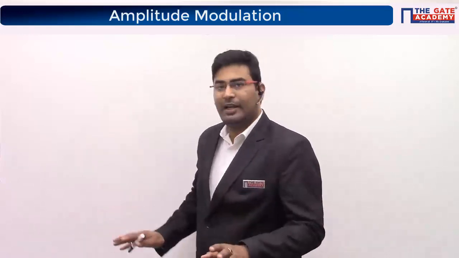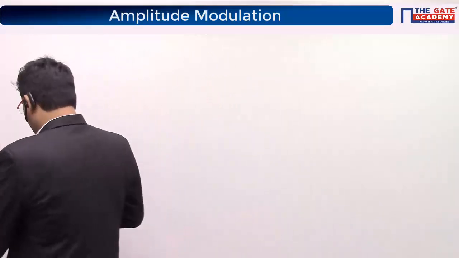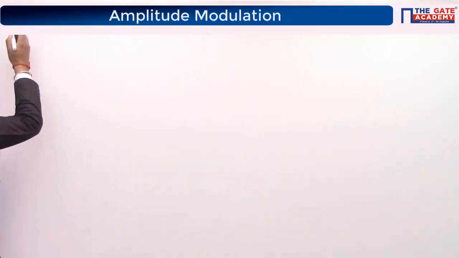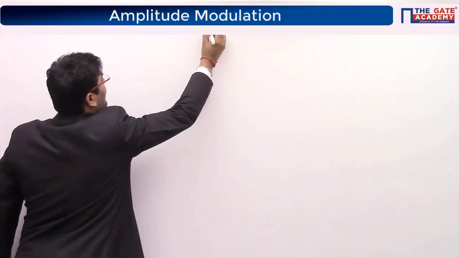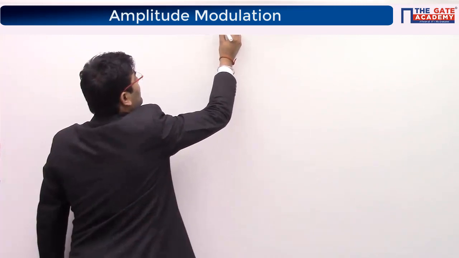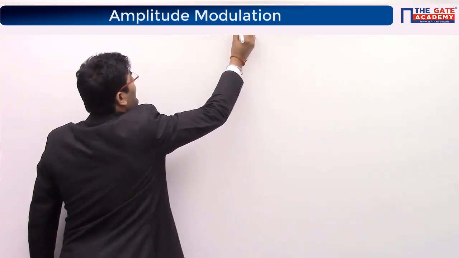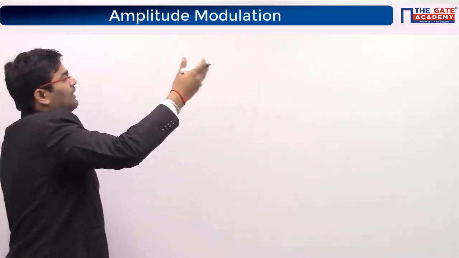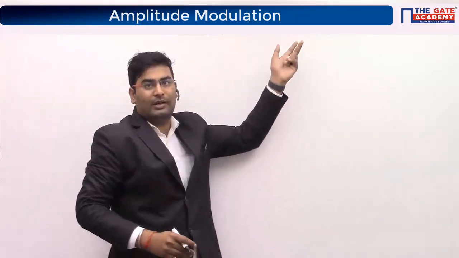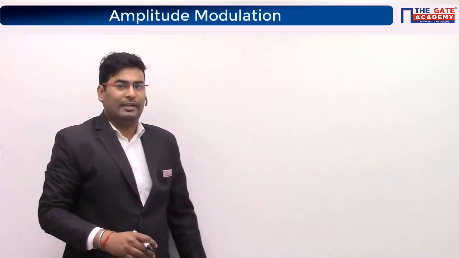So let me just give the heading and make it structured. Chapter 1, introduction, and double sideband suppressed carrier. So we'll talk about single tone, multi-tone, bandwidth, power and all those things. I'm not writing all of it, just mentioning it.